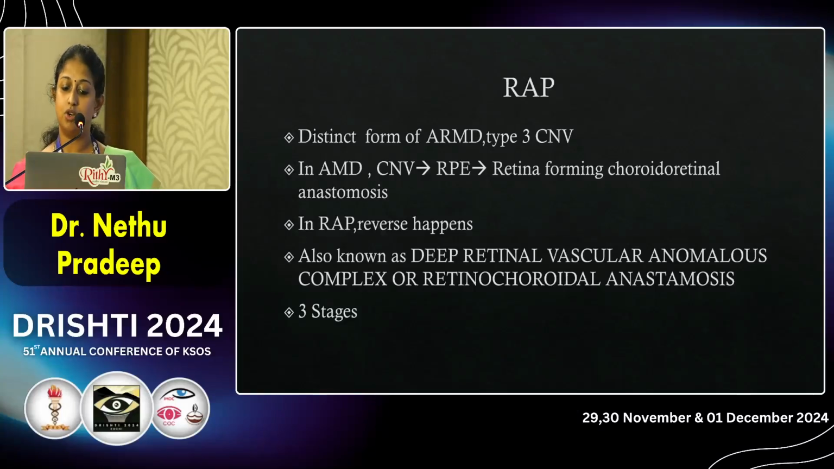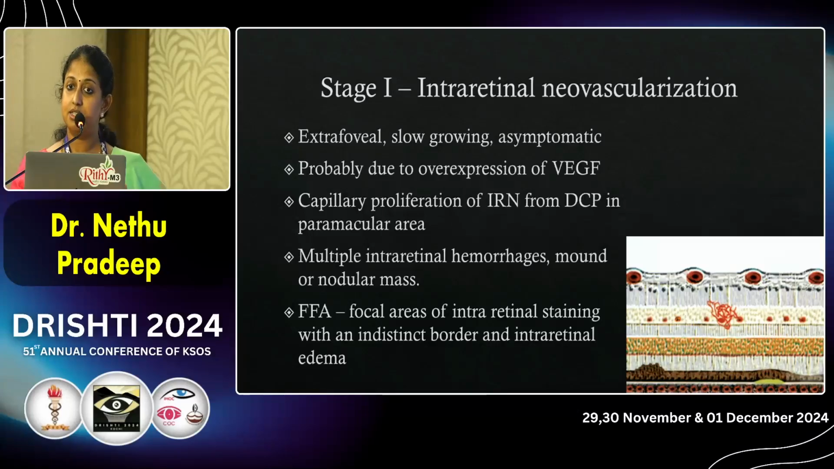This is also known as deep retinal vascular anomalous complex or retinochoroidal anastomosis. There are 3 stages. Stage 1 is intraretinal neovascularization, where the IRN arises from the deep capillary plexus, and clinically we can see it as intraretinal hemorrhage or a mound or a nodular mass.